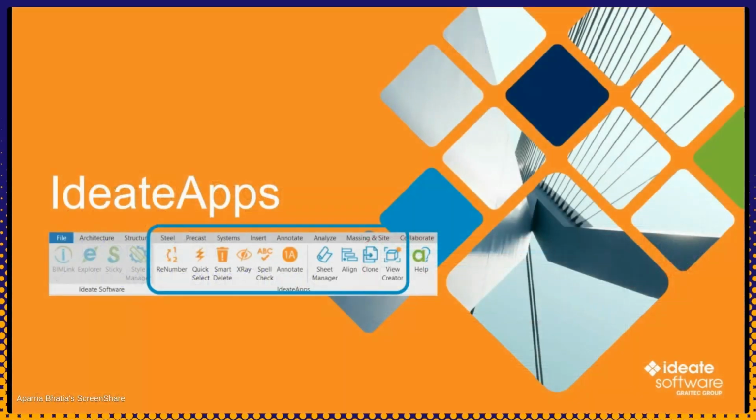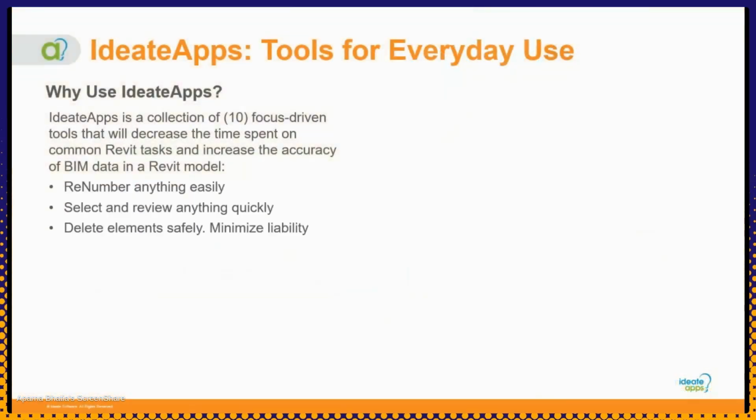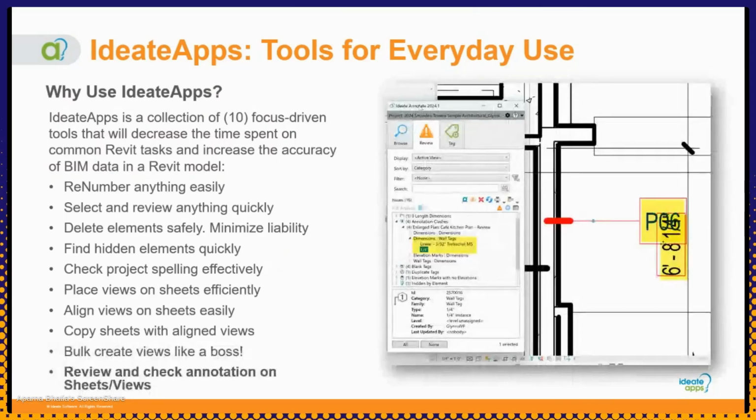Another item that's really popular, one of our solutions with our construction and structure friends, is Ideate Apps, which is a collection of 10 focus-driven tools that will decrease the time spent on common Revit tasks and increase the accuracy of your BIM data in the model. There's a lot to unpack here within this collection, and we don't have time to go into all of it today. So I'll just mention that our construction and structure customers really appreciate the last item listed on this long list, which is the unique ability to document and review annotation clashes within your project.